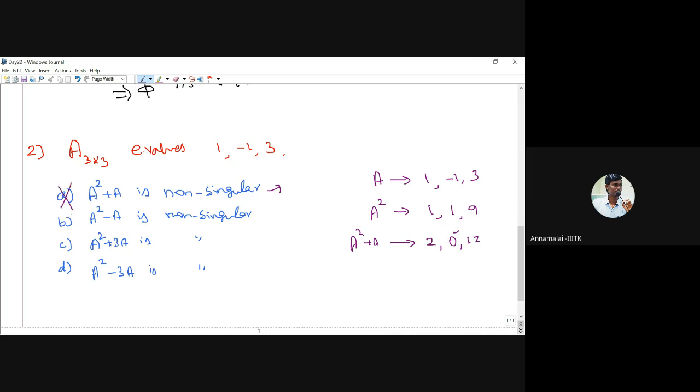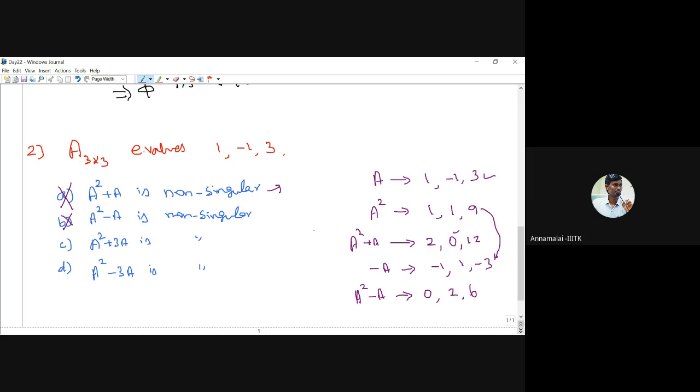Now, find the eigenvalues of A square minus A. These are the eigenvalues of A. What are the eigenvalues of minus A? Just multiply each by minus: minus 1, plus 1, minus 3. Now, sum these two. So what are the eigenvalues of A square minus A? 1 minus 1 is 0, 1 plus 1 is 2, and then this is 6. Again, 0 is one of the eigenvalues, therefore the determinant is 0. Therefore it is a singular matrix, not non-singular. Therefore the second option is false.